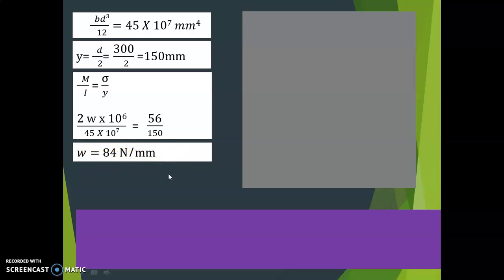Now this W is calculated by using the bending stress equation. Now let us calculate W by using shear stress equation. We know maximum shear stress for the rectangular section, tau maximum is equal to 1.5 times tau average. So what is tau average? That is F divided by area. Area of the rectangular section is BD. So if you substitute area is equal to BD, tau maximum is equal to 1.5 into F divided by BD.